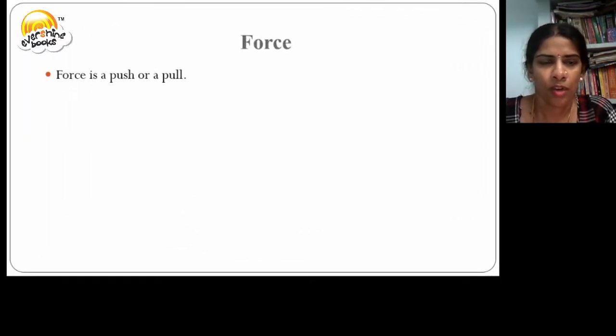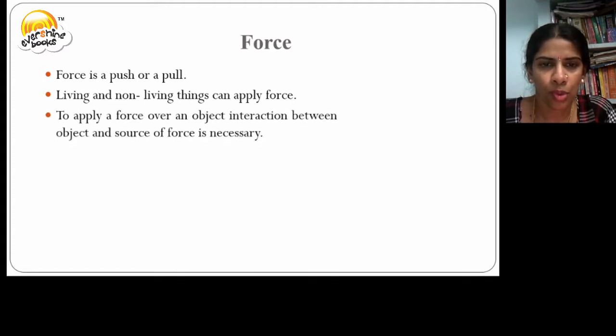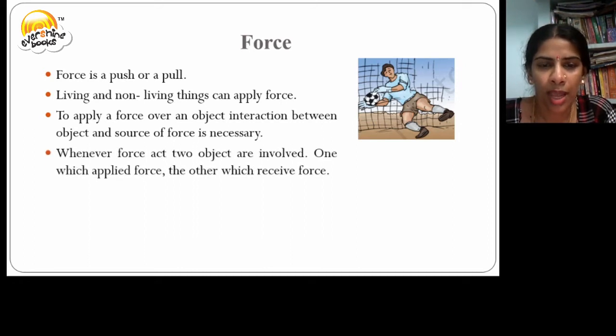Force. Force is a push or a pull. Living and non-living things can apply force. To apply a force over an object, interaction between the object and the source of force is necessary. In the picture, the ball and the boy have interactions. Whenever force acts, two objects are involved: one which applies force, the other which receives the force.